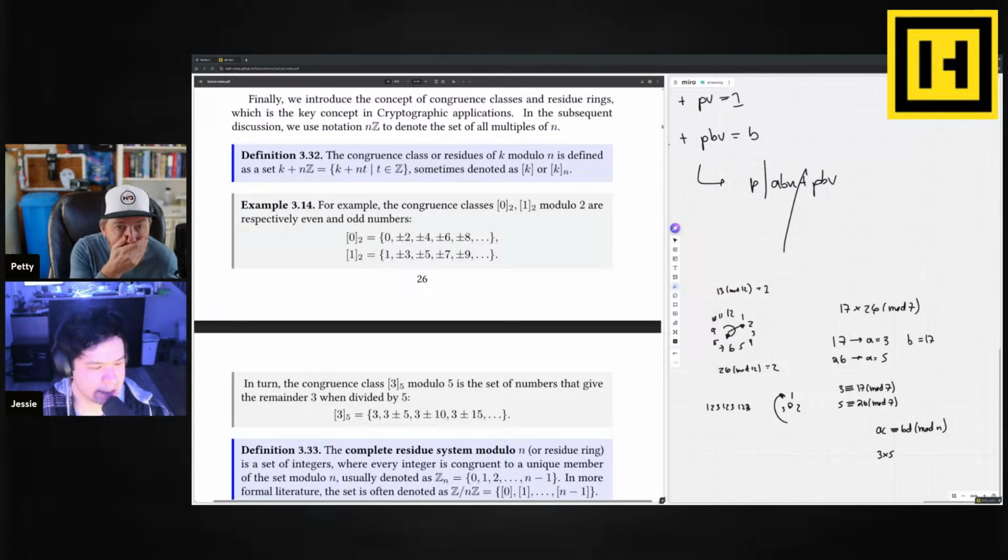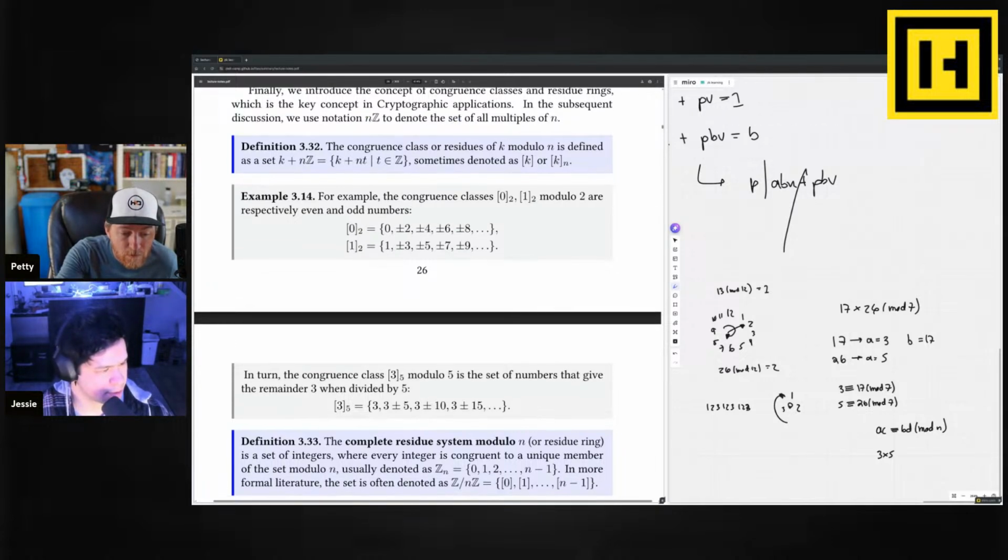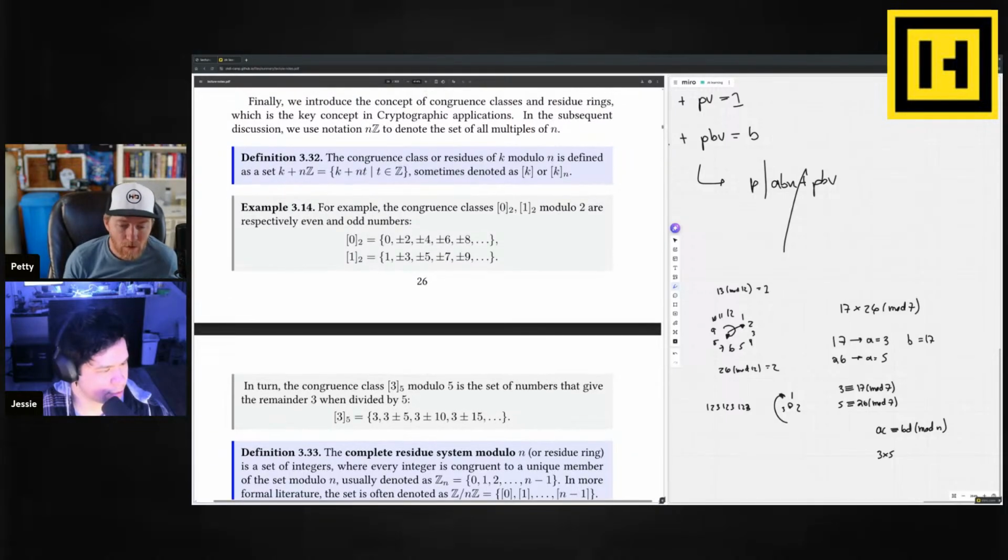What about congruence classes? We haven't gotten there yet. Well, wait, hold on. We didn't do congruence classes. We just talked about what congruence is. Okay. This is like a set. It's like for any given.